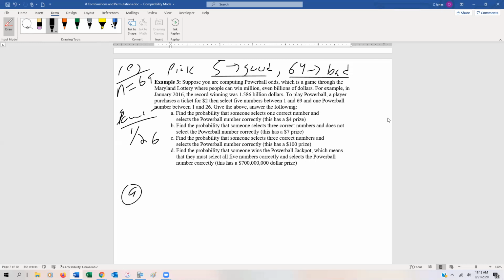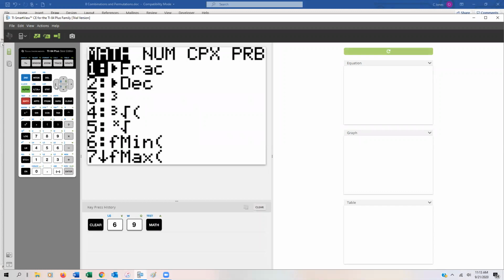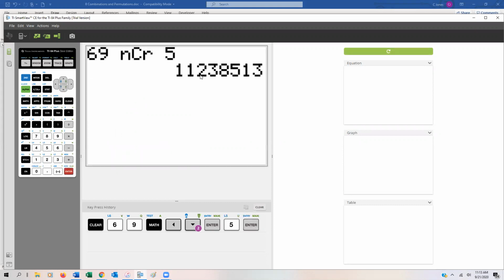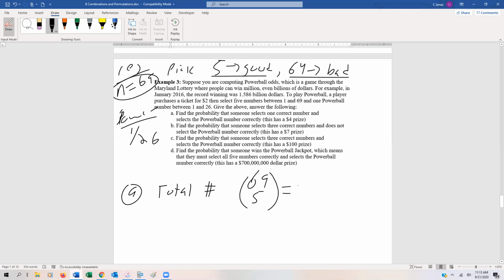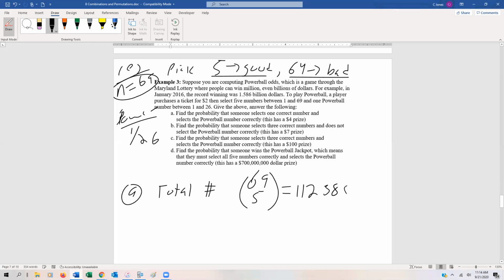First of all, we need the total number of ways. That's pretty easy. There are 69 possible numbers, and of those, we want 5. So the total number of ways to pick is 69 choose 5. Let's go ahead and plug that in. We're going to get a fairly large number, I'm assuming. It looks like it's going to be 11,238,513. Now remember, this is just for the regular game.